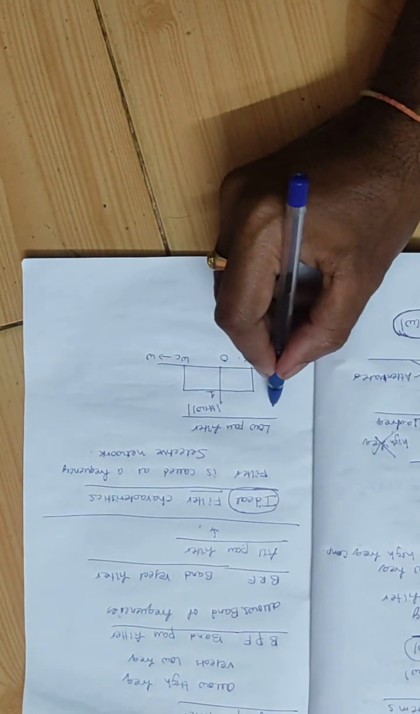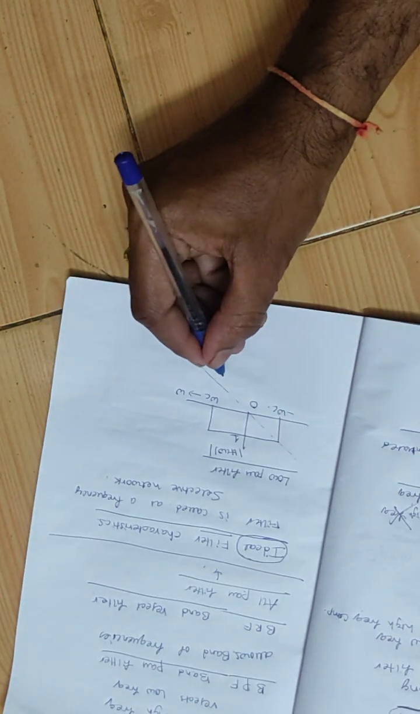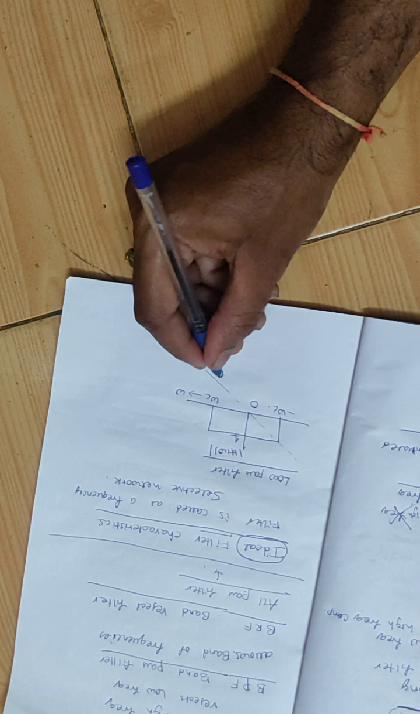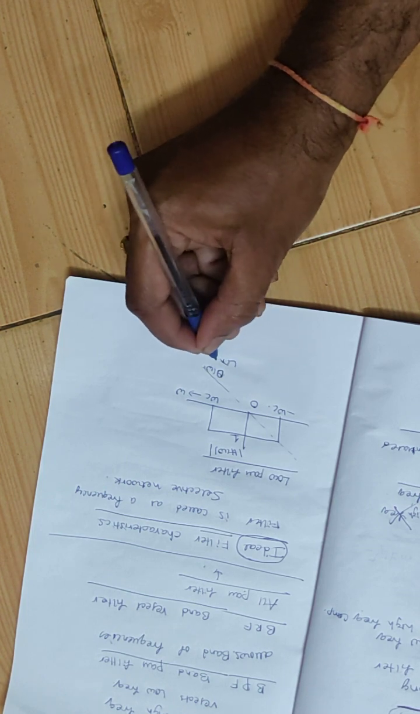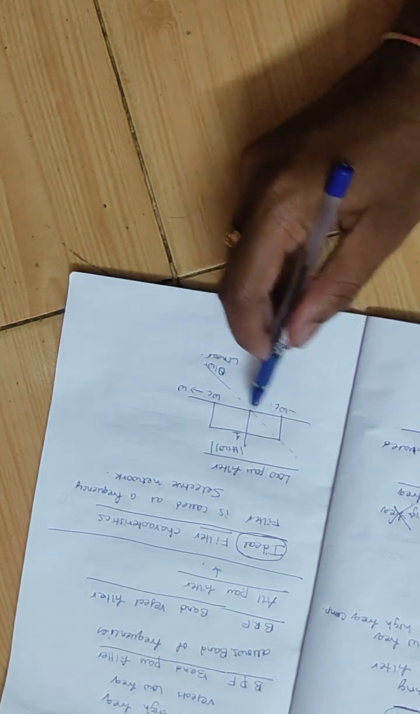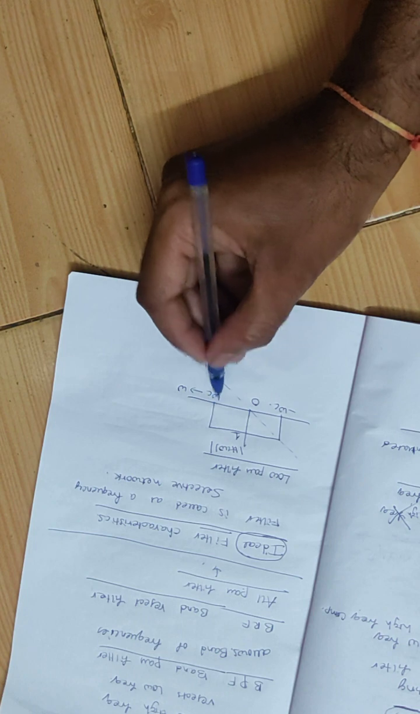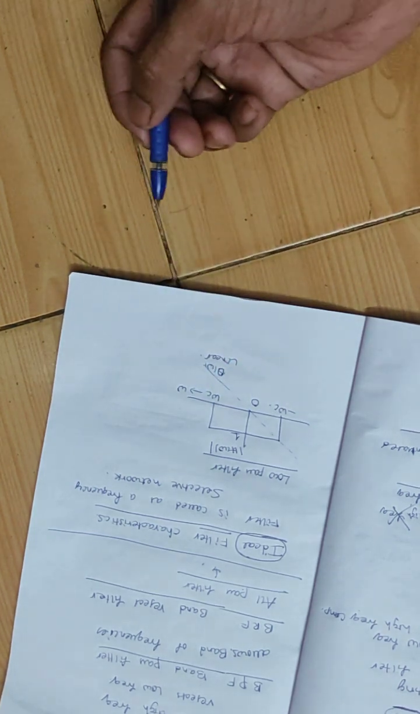And remember that for all the filters, the phase should be linear phase. Okay, theta of omega should be linear. Okay, for distortionless transmission, the phase should always be linear. Remember that during these points, the phase should be linear.